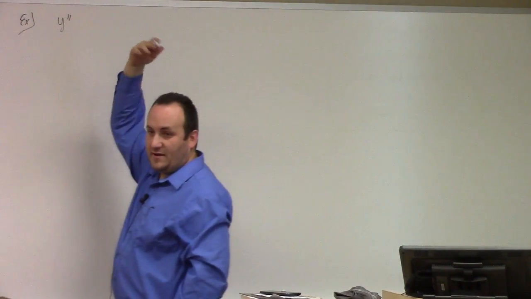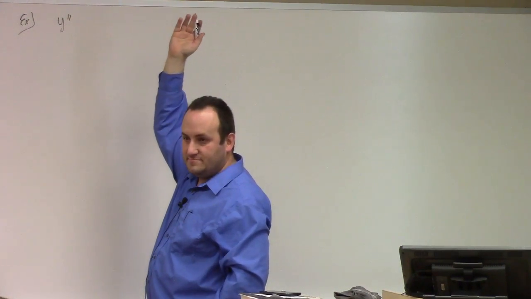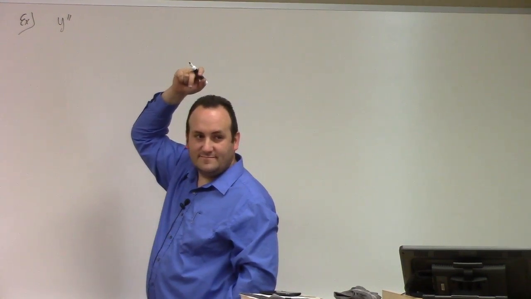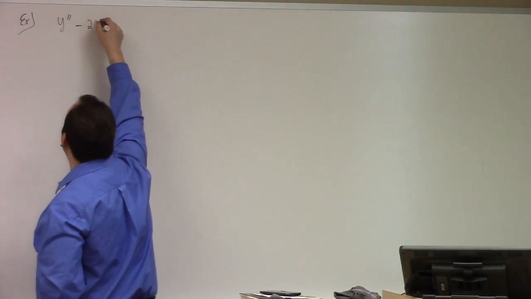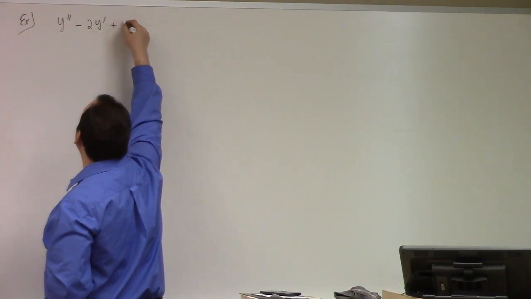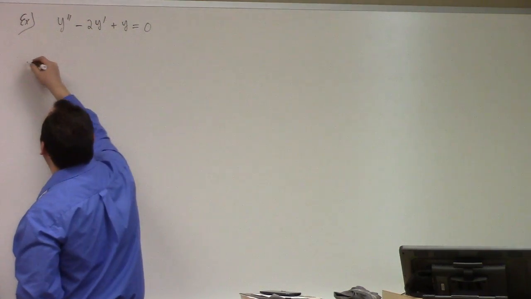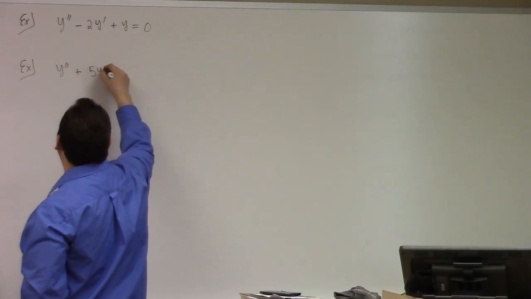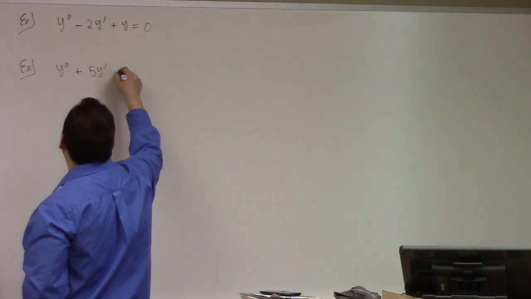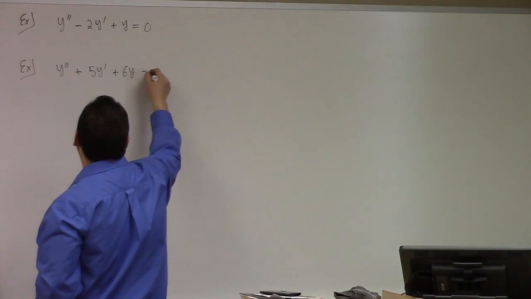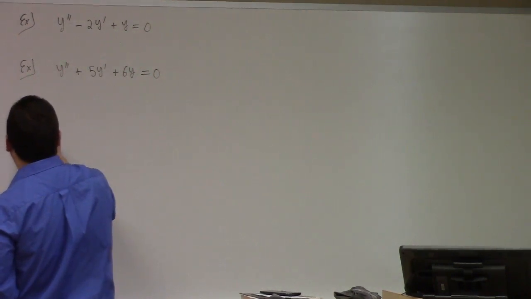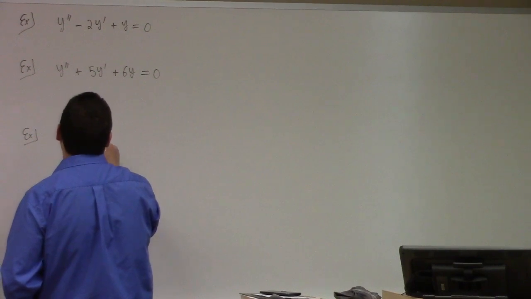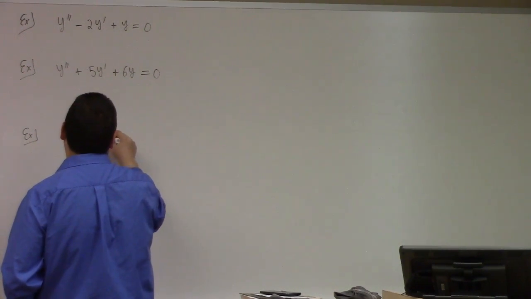You guys give me anything, actually. It doesn't matter. You pick your favorite one. Y prime prime plus what? All right, you think about it. Tell me the next one. Minus 2y prime plus y equals 0. I'll do a few of these. How about y prime prime plus, I don't know, 5y prime plus 6y equal to 0. Let's see here. I need another one. Y prime prime plus 16y.